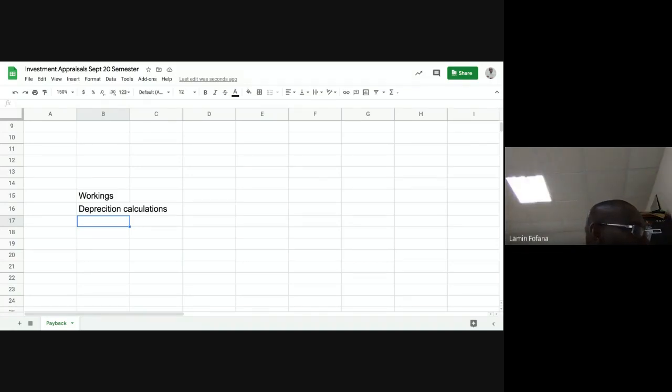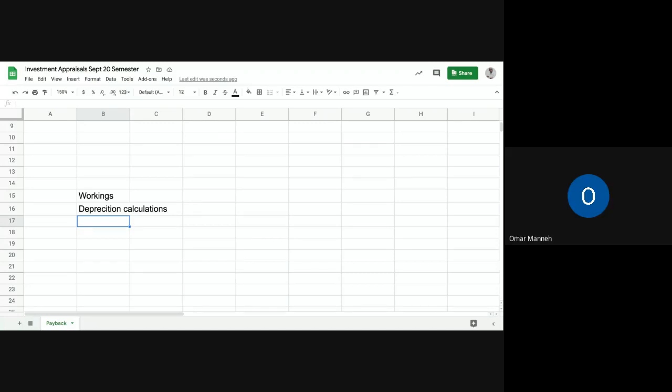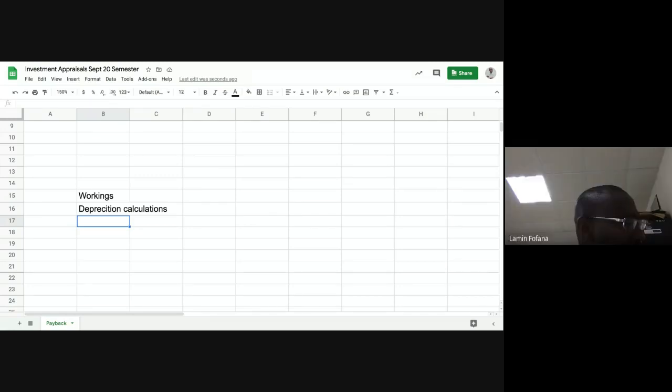So in this case, they've given you the cost, the scrap value, and the number of years it's supposed to be depreciated over. So naturally, we know it's going to be a straight line method. Okay. So how do we calculate depreciation using straight line method? You take the useful life divided by the value of the asset. Is that correct?